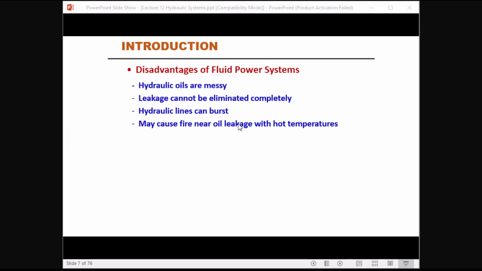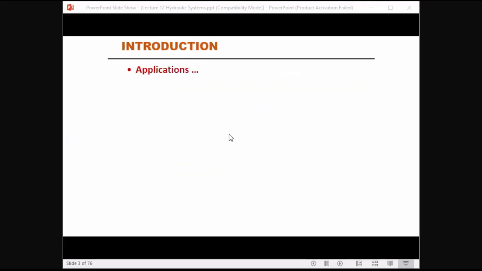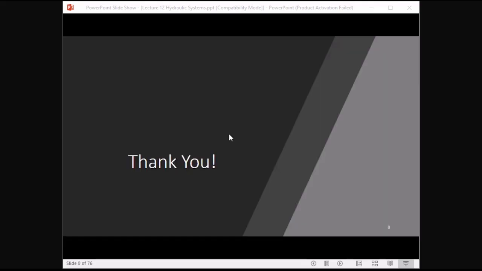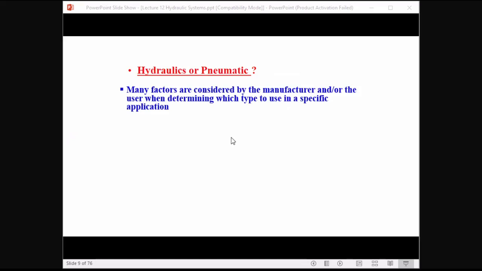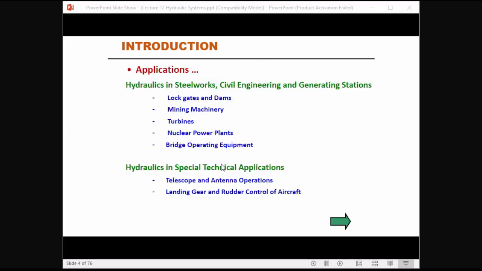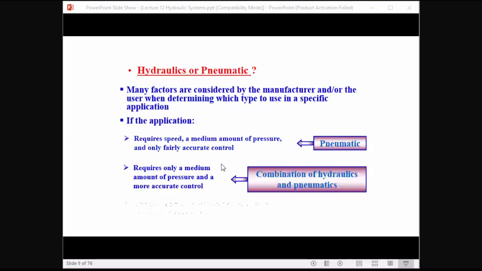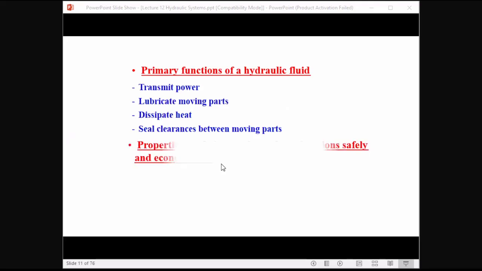Sometimes there will be risk in using hydraulic oil. Under this topic, basically we will discuss hydraulic and pneumatic. This is a small introduction for hydraulic and pneumatic. Next day I will discuss hydraulic and pneumatic in more detail.